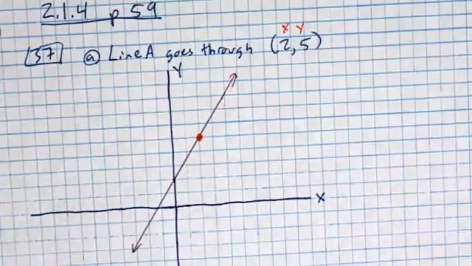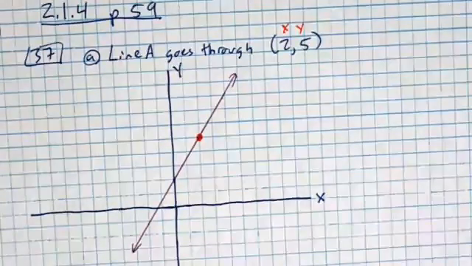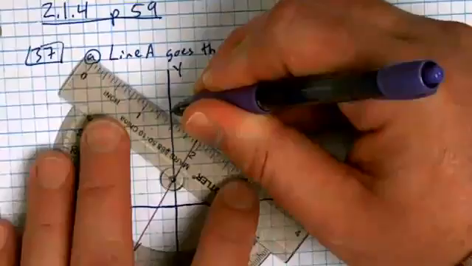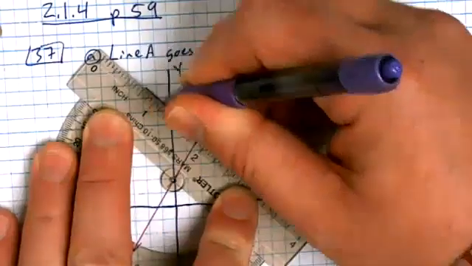Someone give me a number between 5 and 10. Between 5 and 10. 7. A couple people said 3. That's hilarious. 7. Okay, draw me another line that has a y-intercept at 7 that also goes through that same point.